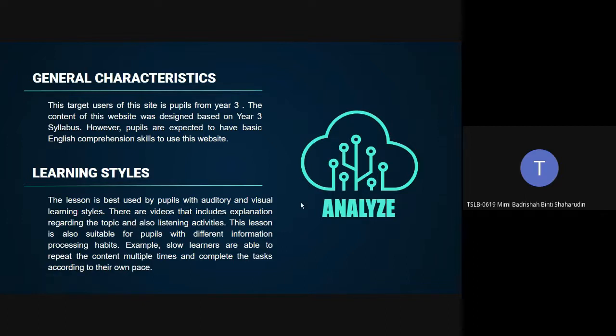And also the learning style: the lesson is best used by pupils with auditory and visual learning styles. There are videos that include explanation regarding the topic and also listening activities. This lesson is also suitable for pupils with different information processing habits. For example, slow learners are able to repeat the content multiple times and complete the task according to their own pace.